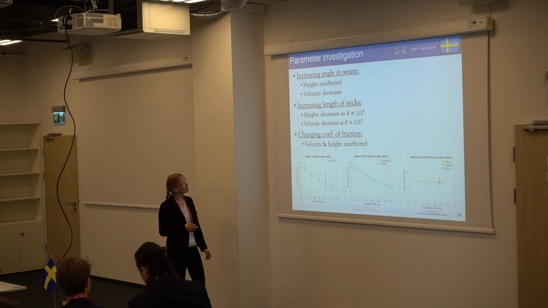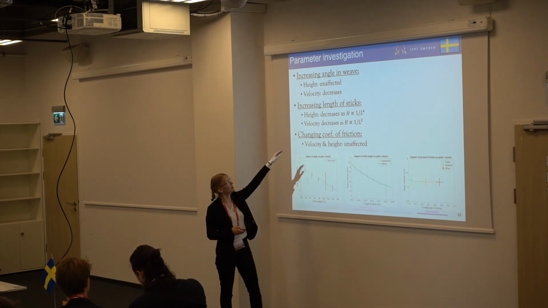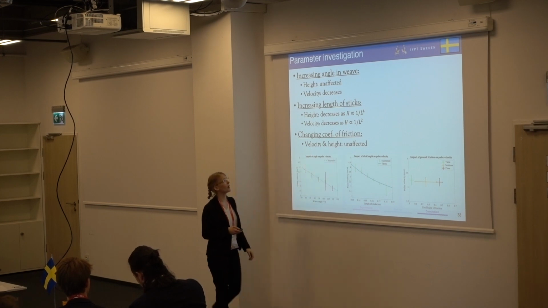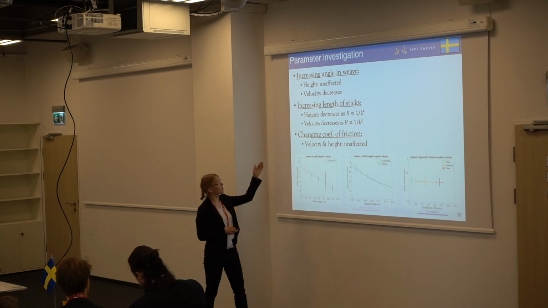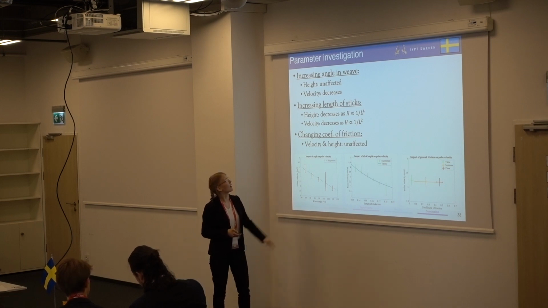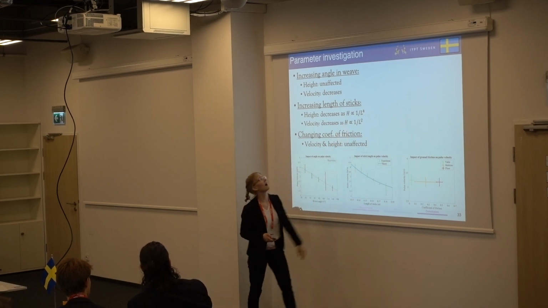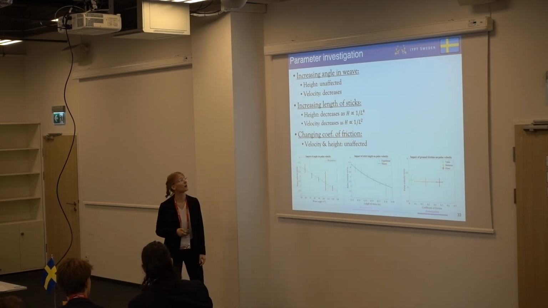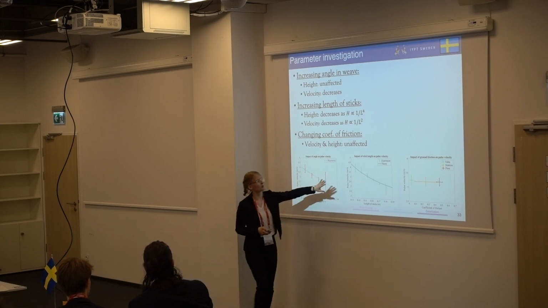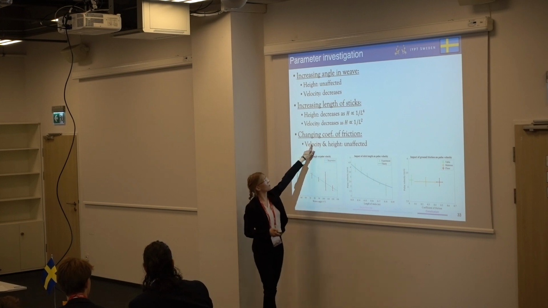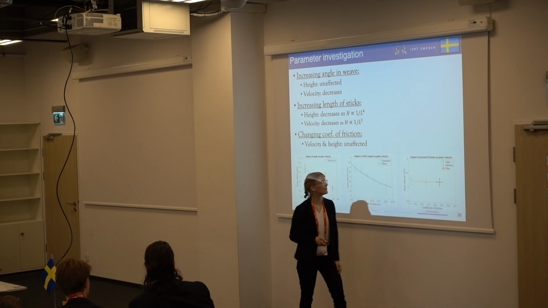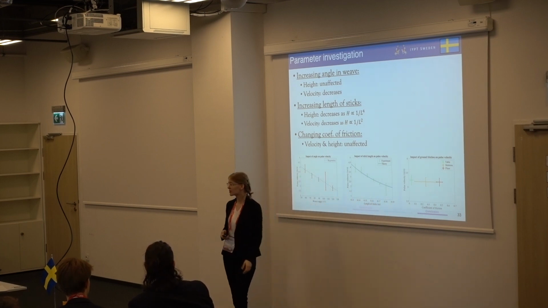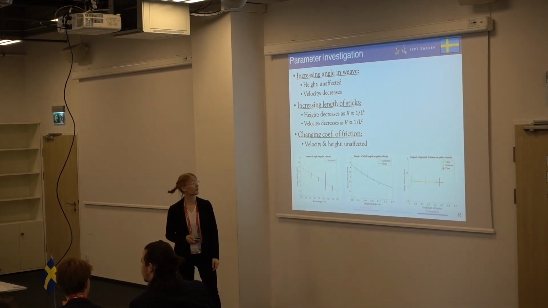Then we tried varying the length of the sticks, and we saw that the height decreases as being proportional to 1 divided by the length of the sticks to the power of 4. We also saw that the velocity decreases, with v being proportional to 1 divided by L squared. And these results are then shown here. And we also saw that the coefficient of friction did not have a significant impact on either the pulse velocity or the height of the curve.